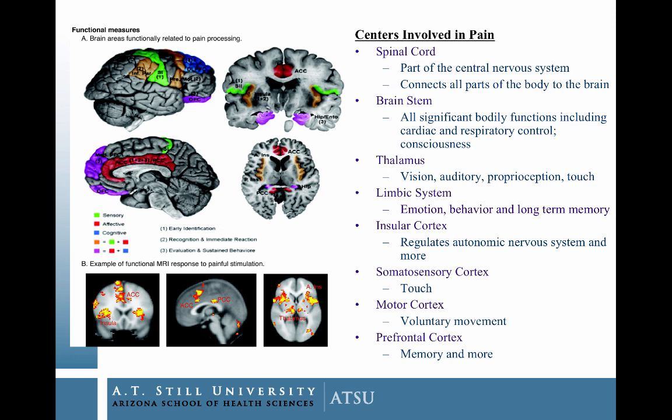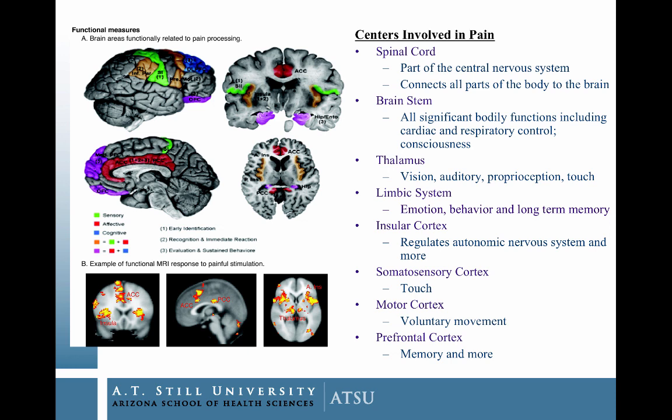in the brain, meaning when someone is in a painful state, all of these areas in the brain get lit up on a functional MRI. So, everything from the limbic system, which houses our emotion and behavior and long term memory, our autonomic nervous system, our voluntary movement, our memory, bodily functions, cardiac functions, respiratory functions, our consciousness, all of these things get stimulated when someone is in a pain pattern.